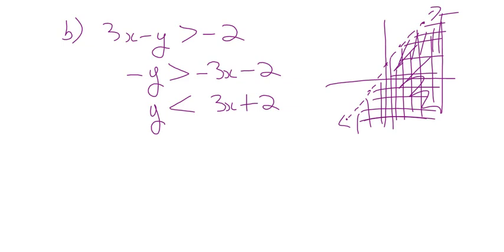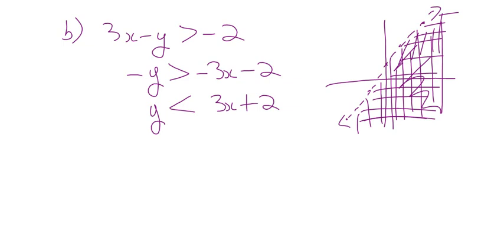Now, here's the thing. How do we know we did this right? Like, what if we shouldn't have flipped and we did, or we didn't flip and we should have? One way to test this out is to just say, well, it looks like 0, 0 is in the solution region, right? Which means if I go to the original, then 0, 0 should satisfy this, right? 0 minus 0, is 0 greater than negative 2? Yes, it is. Good. Then we know we've shaded correctly, right?